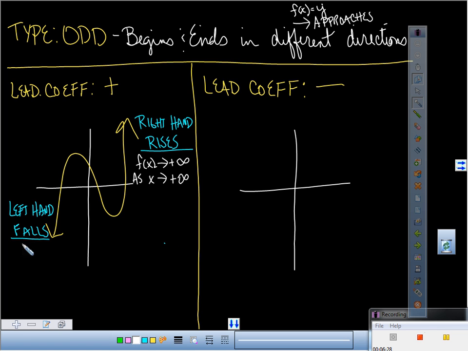Okay, let's do this one over here. I'm over here on the left, okay? F of x approaches, what's y approaching, guys? Negative infinity, as x approaches what? Negative infinity. All right, so we did these.